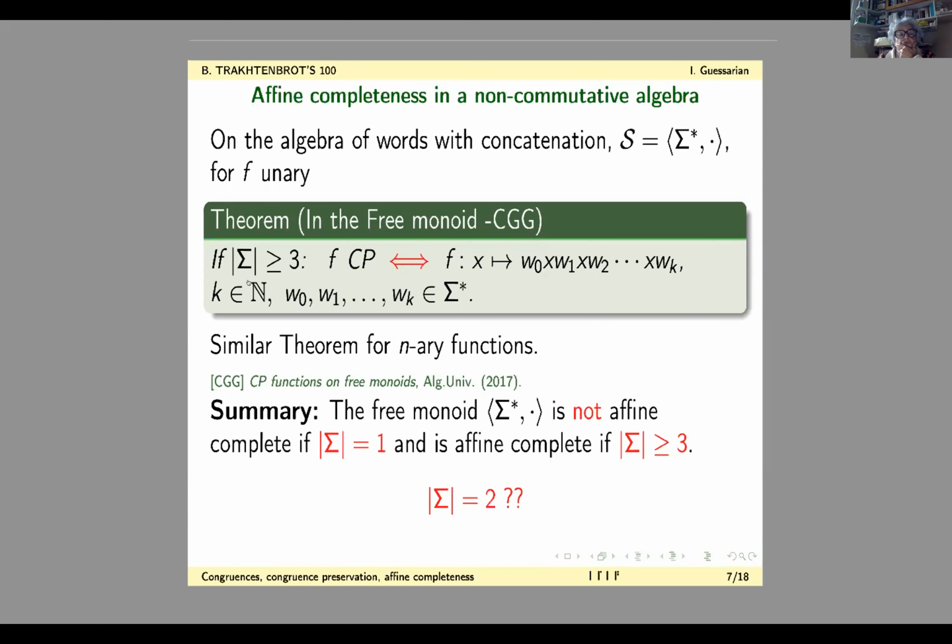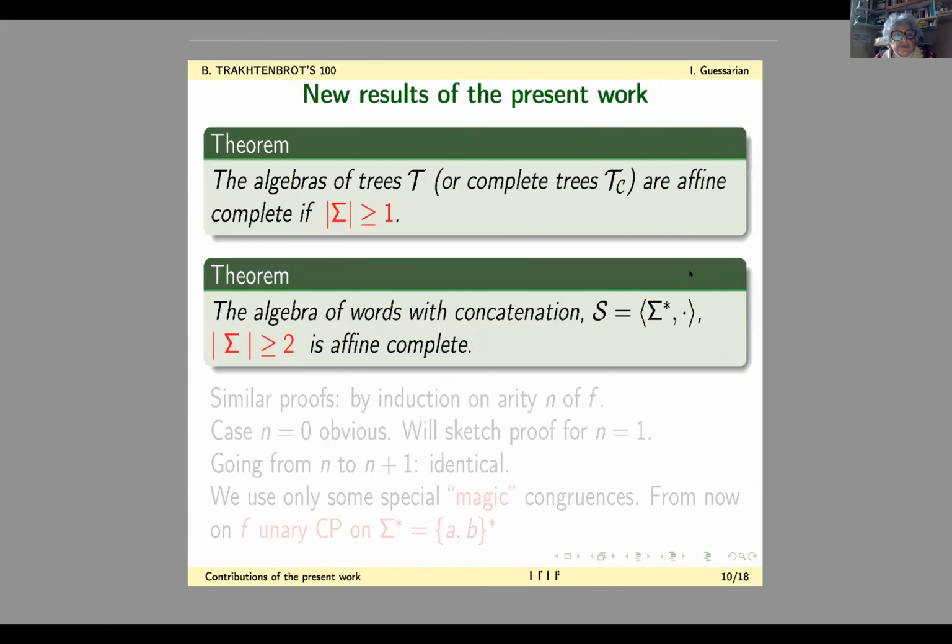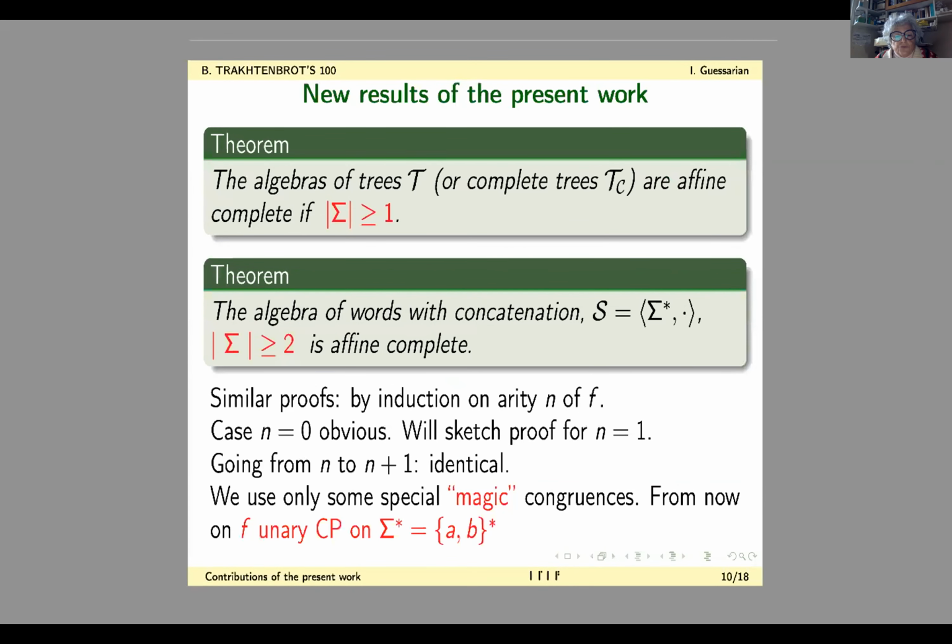Well, the method for 3 generators does not work at all for 2 generators. It took us a long time and a lot of work to find a completely new method to get it to work for the free algebra with 2 generators. So let me go back to my proof. The congruences we will use are only some special congruences, which I could call magic. I'll tell you why later.